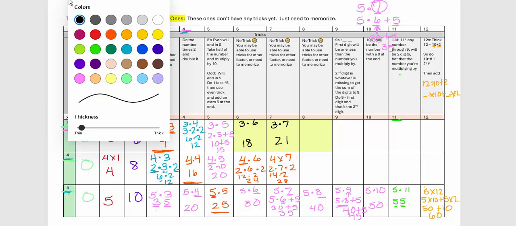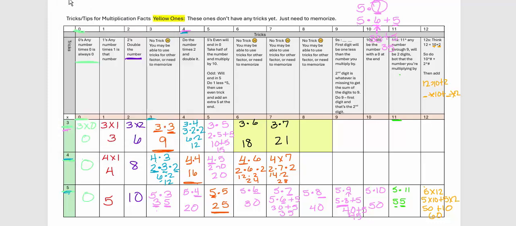All right, next one, the 8s. We have to do 3 times 8. So you could do 3 times 2 is 6, double it is 12, double it again, and that's 24. So you have to do times 2 and then double it twice. Or just remember 3 times 8 is 24. So those are only 3 that we don't have easy tricks for.